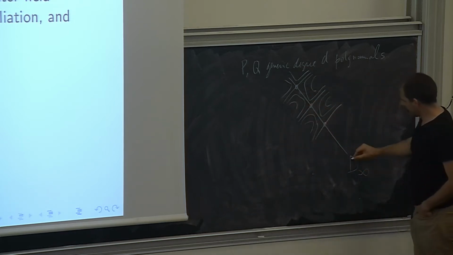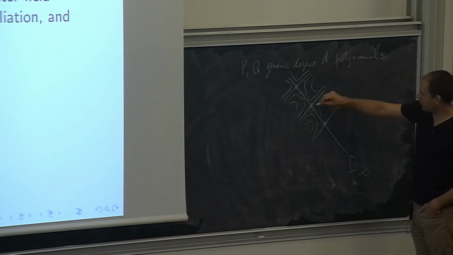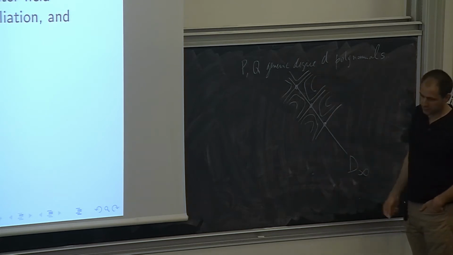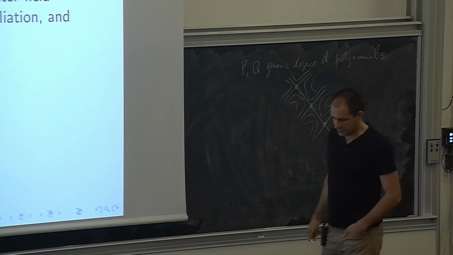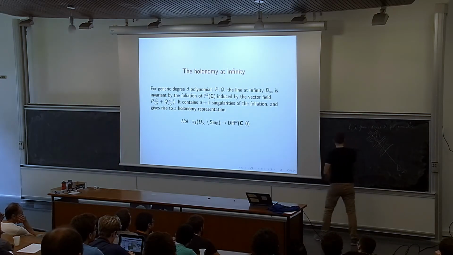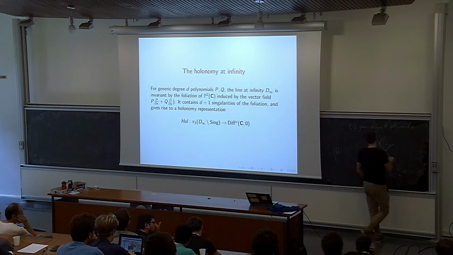But of course, this line at infinity is a complex line, so it's a sphere minus a finite number of points. And when you have a leaf of a foliation, you can consider the holonomy representation, which is defined the following way.